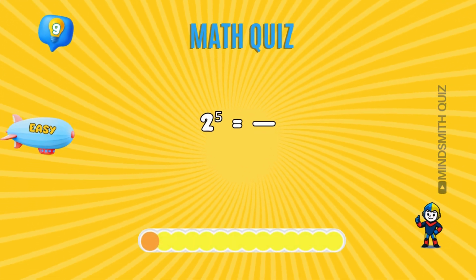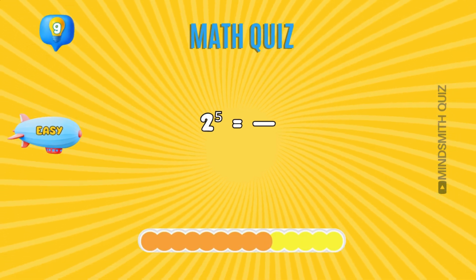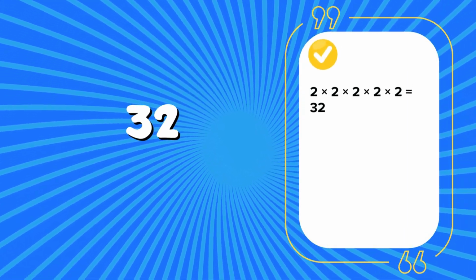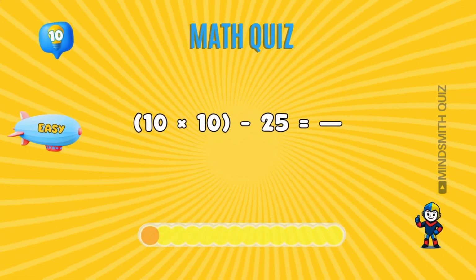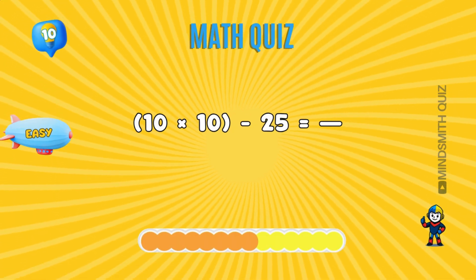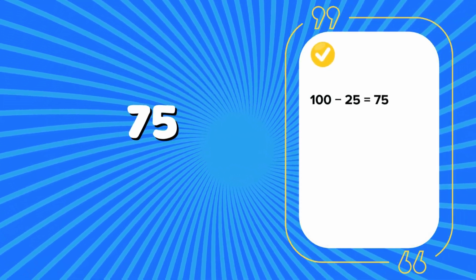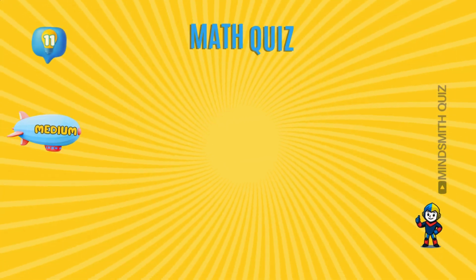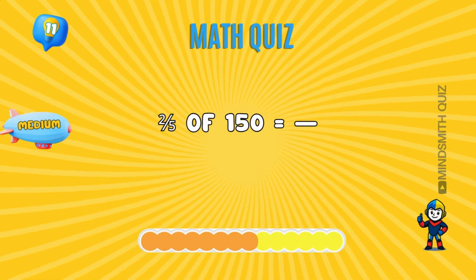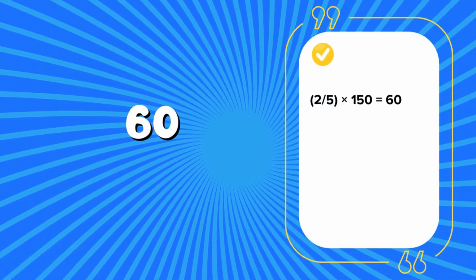2 to the power of 5 equals. 32. 10 times 10 minus 25 equals. 75. 2/5 of 150 equals. Nice one, 60.